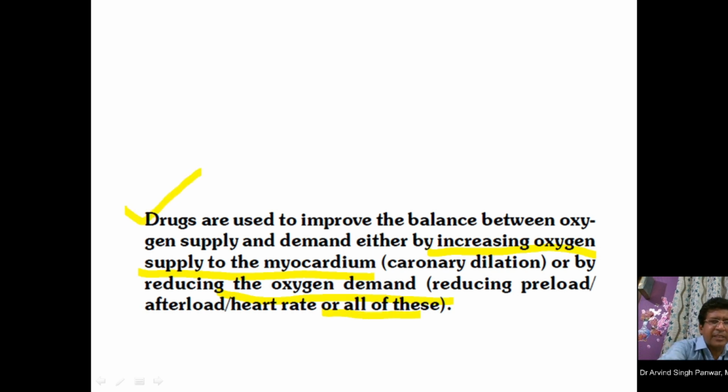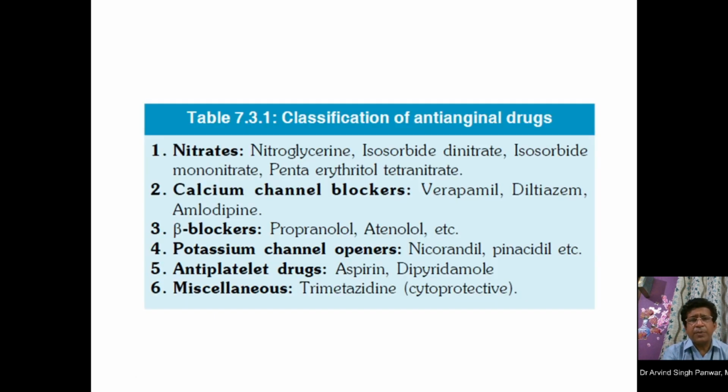So these are the mechanisms by which drugs act. Now this is about the classification of anti-anginal drugs. The first one is the nitrates, that includes nitroglycerin, isosorbide dinitrate, isosorbide mononitrate, pentaerythritol tetranitrate. The second category is the calcium channel blockers, which includes verapamil, diltiazem, amlodipine. And the third one are the beta blockers, that includes propranolol, atenolol, etc.